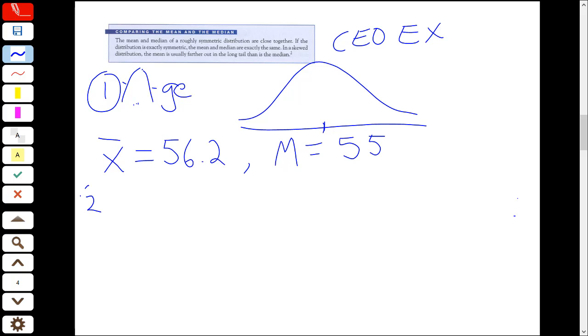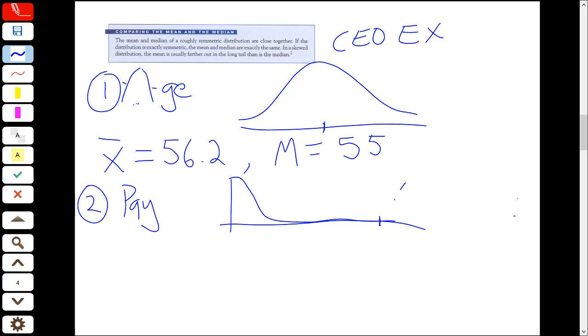Now, do you remember the example with pay? This distribution was strongly skewed to the right. Do you remember this guy? This was the Yahoo and Citigroup CEOs. They were outliers.